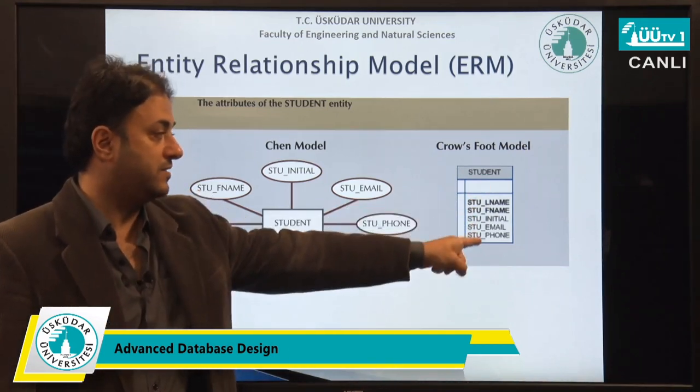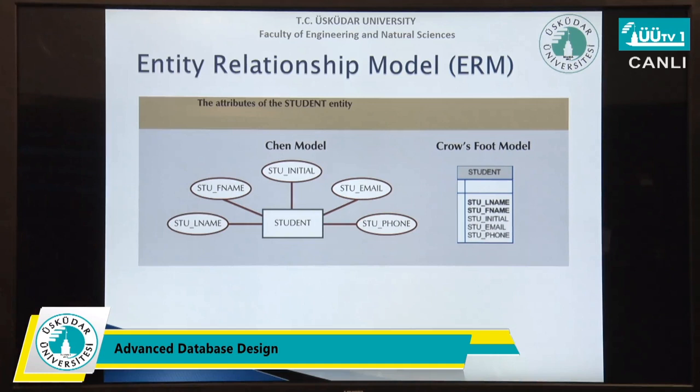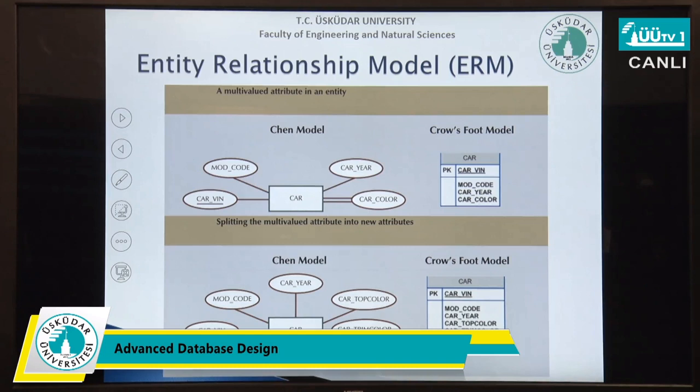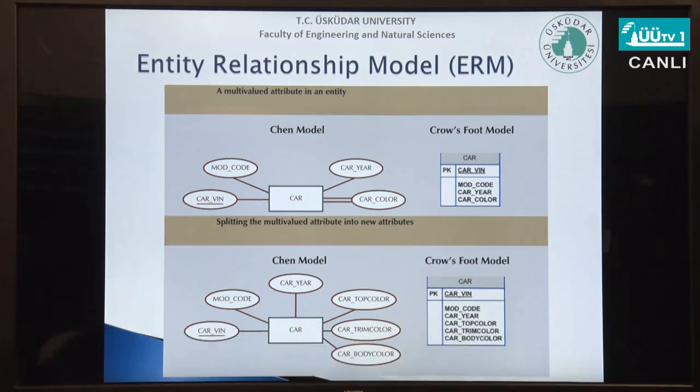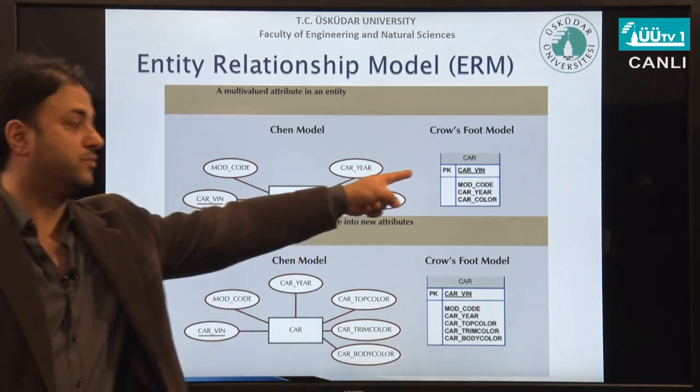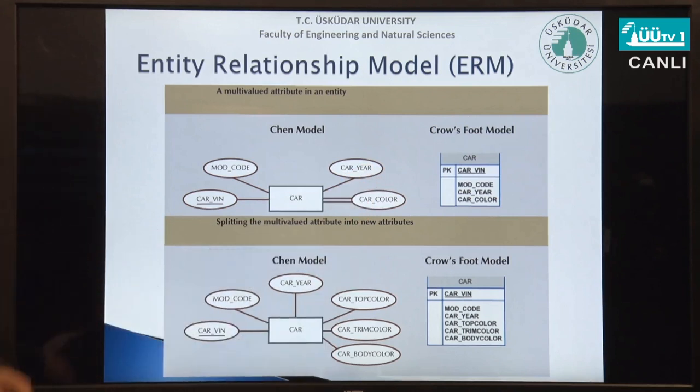And this will be for special attributes, special fields, that are supposed to be the primary keys and the foreign keys. So when we want to declare a primary key in the chain model, we can just put an underscore on it. But if we want to declare a primary key in the crow's foot model, as you can see, we just move it upward to become a special part of this table.